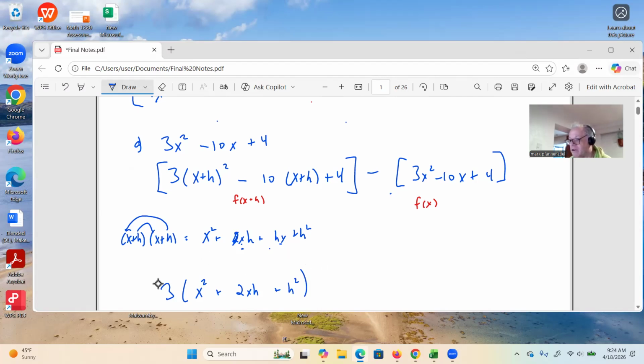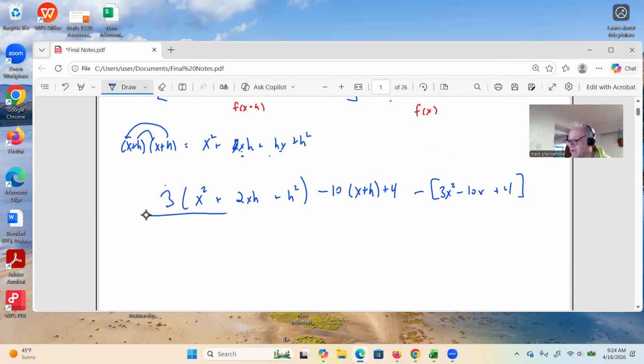Since I didn't distribute the coefficient yet, I'm going to wait on that. So we have minus 10(x plus h) plus 4. And now I'm going to say minus, and we have parentheses, 3x squared minus 10x plus 4. Now, because I don't have to worry about how much paper I'm using, I'm going to type in divided by h. So this goes through the whole f of x plus h minus f of x all over h. We're just going to work this thing out.